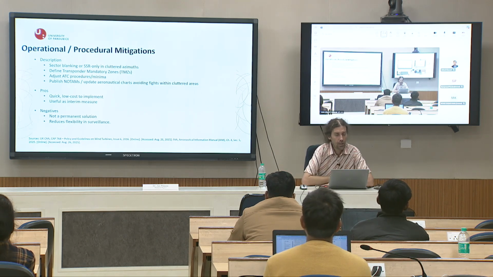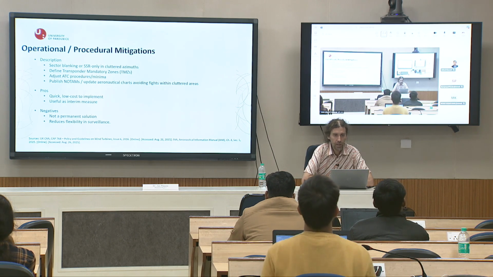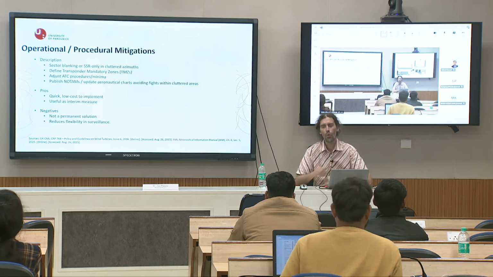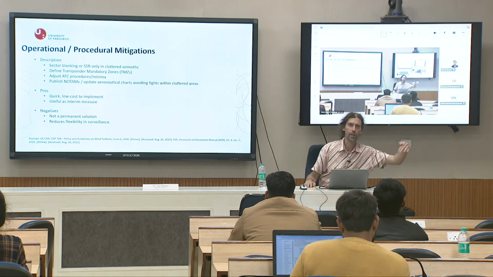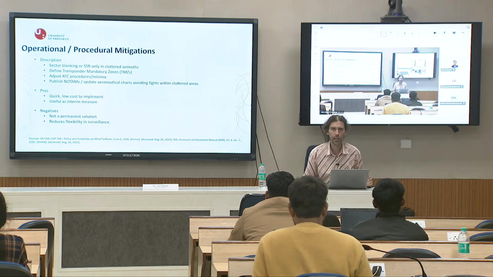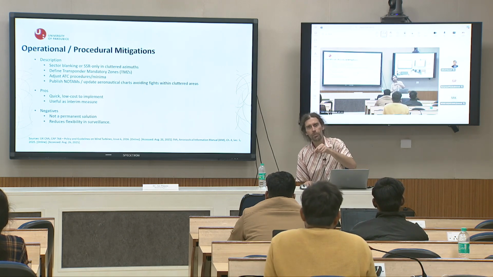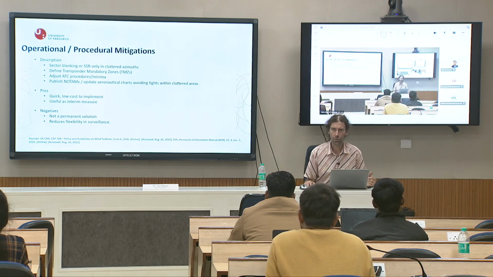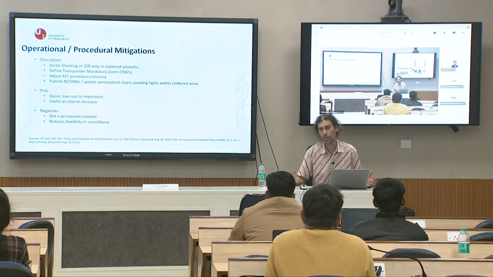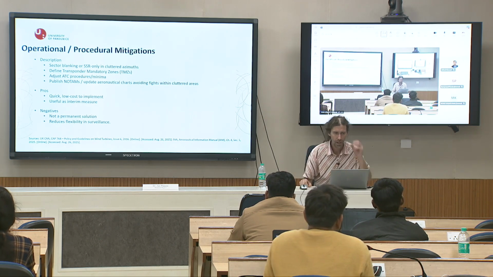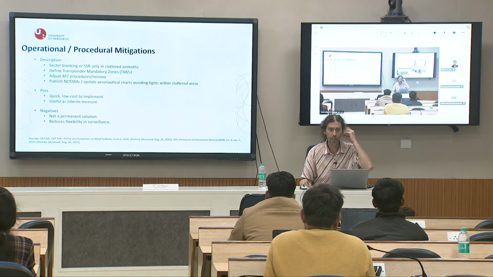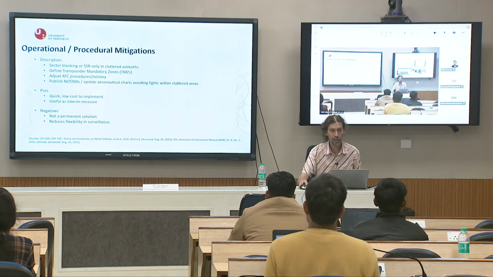Or another could be to define transponder mandatory zones. It means where planes could move. So it means you will avoid air movement around wind turbines. But sometimes it's possible, sometimes it's not possible. Again, we are back. If it is somewhere close to an airport, you don't have this possibility. Adjust ATC procedures. What does this mean?